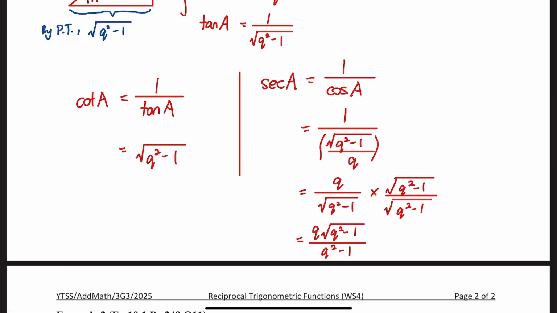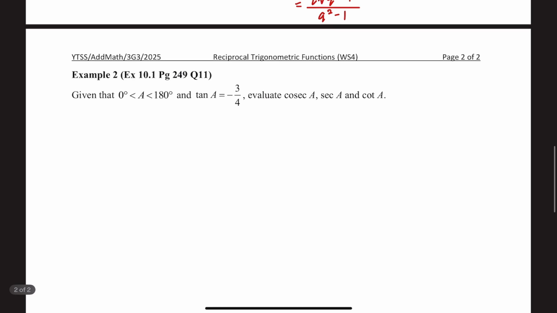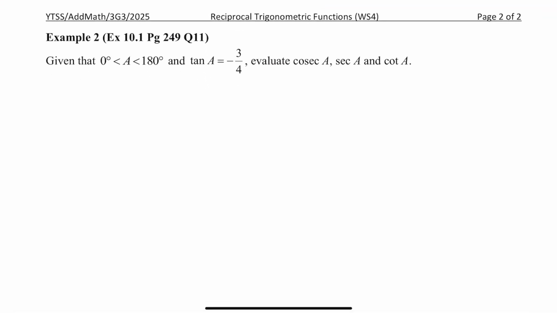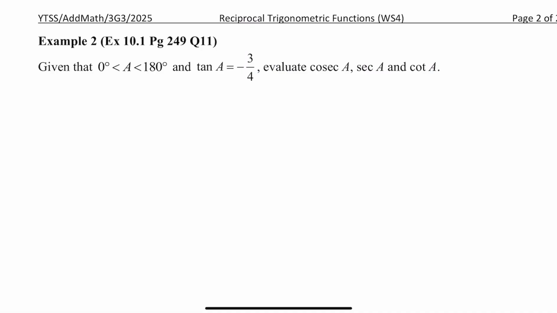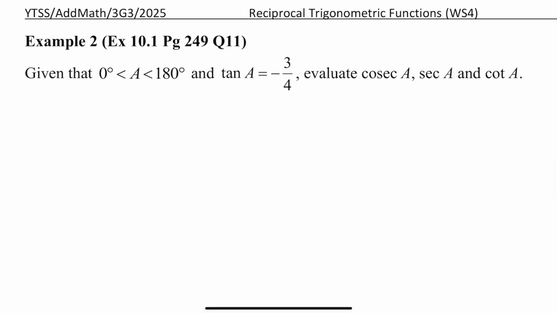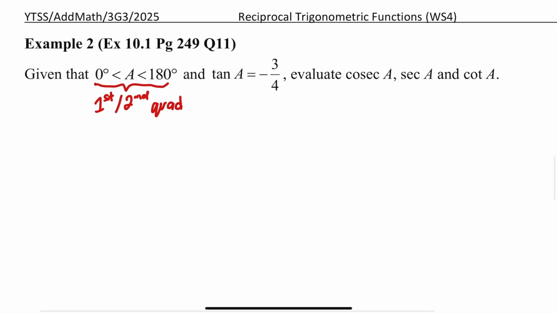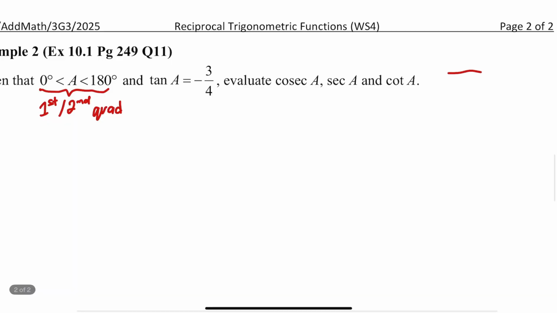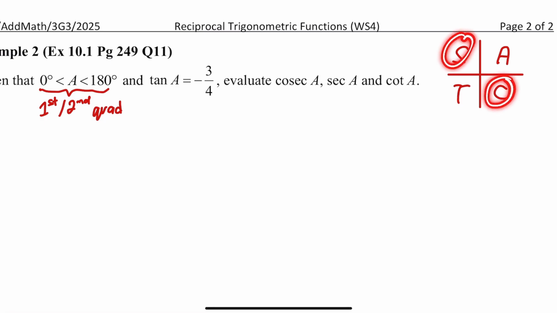Alright, let's now look at example number 2. Given that A is between 0 to 180 degrees and tangent A is negative 3 over 4, find cosecant, secant, and cotangent A. First let's identify the quadrant angle A lies in. The first information tells us that A lies in the first or second quadrant. Next, tangent A is a negative value. We draw our ASTC again to visualize. For tangent to be negative, it must lie either in the second or fourth quadrant.